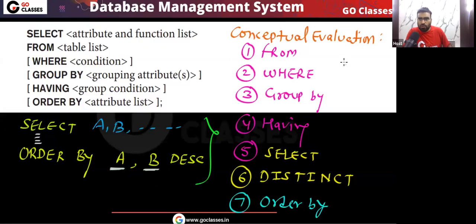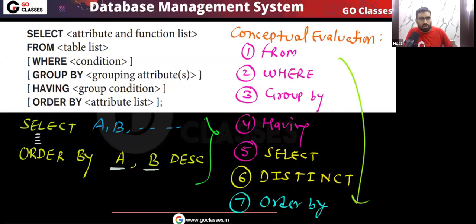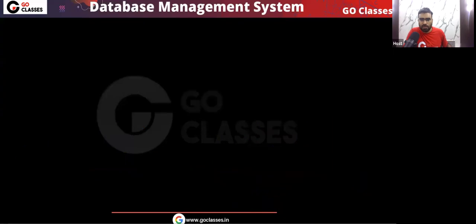So this is the order of evaluation. This is the conceptual evaluation. First, the FROM clause will happen, then the WHERE clause, then you will create the groups, then you will filter the groups, then you will project, and then DISTINCT, you will remove the duplicates, and then ORDER BY. So this is the conceptual evaluation. Is this clear? Please let me know. Is this understood? Okay, so very simple point.